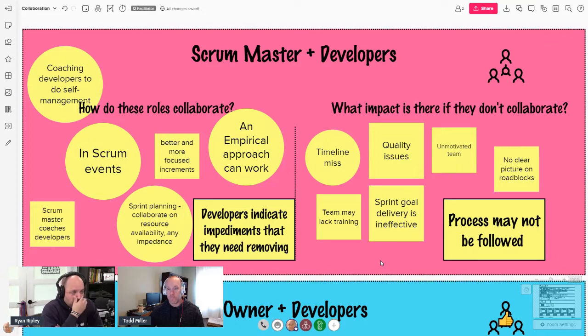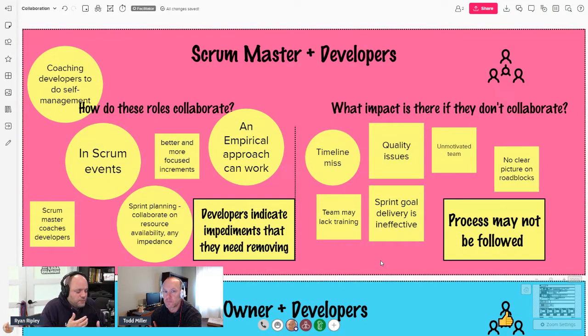How horrible would it be if a Scrum Master is absent and the developers are not feeling like impediments are being removed and they don't understand certain aspects of their product, and the Scrum Master is not there to help? Perhaps apathy just sets in, and it's hard to deliver when apathy is there. No clear picture on roadblocks. Team may lack training. All sorts of bad things. These anti-patterns start flowing into a toxic environment and no delivery and upset customers, and suddenly things spiral out of control. And so I think this idea of a Scrum Master and developers and how they collaborate is super important.